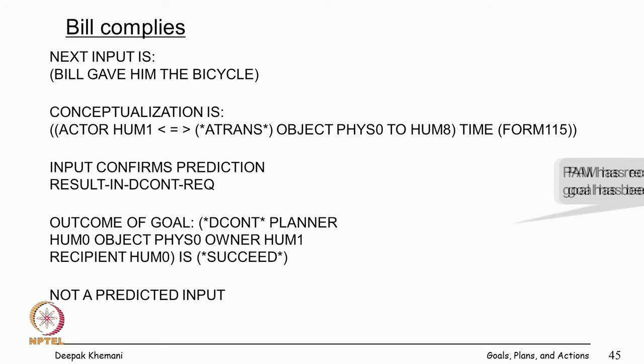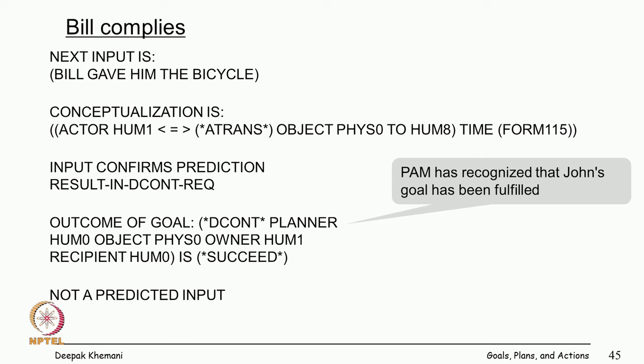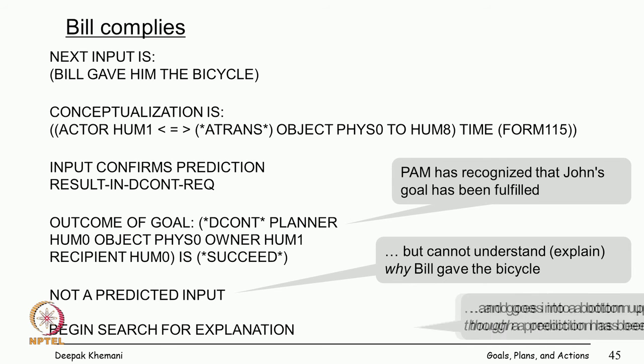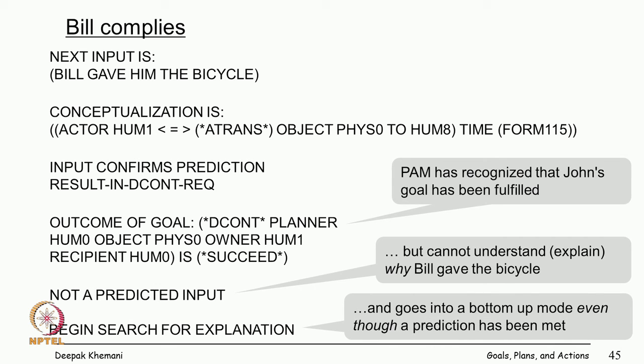So, the next input in the story is that Bill gave it to him, which is basically an A trans action that Bill did, and it confirms the fact that John's goal has been fulfilled, but it cannot understand why Bill gave the bicycle. So, that was not a predicted event. So, it needs to explain that. So, it goes again into a bottom up mode.